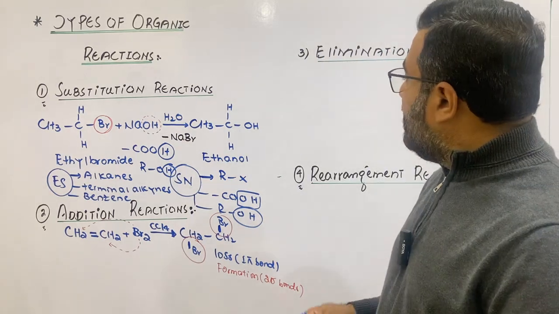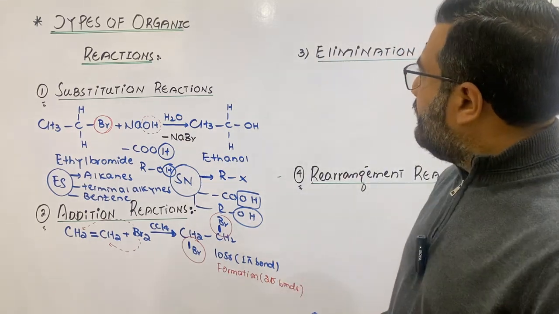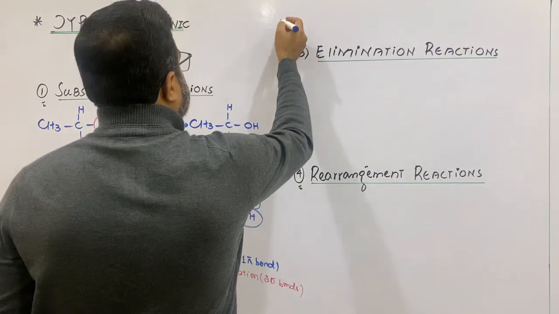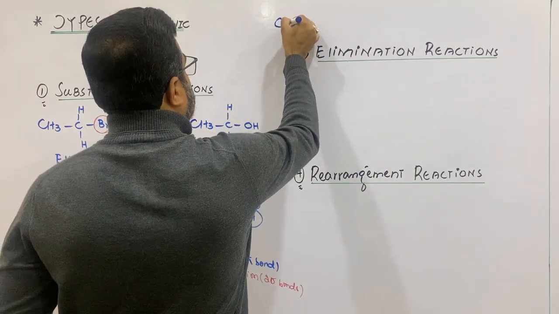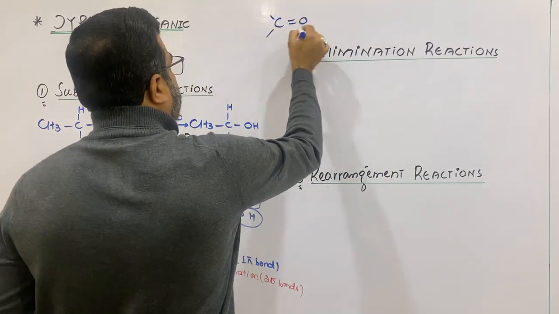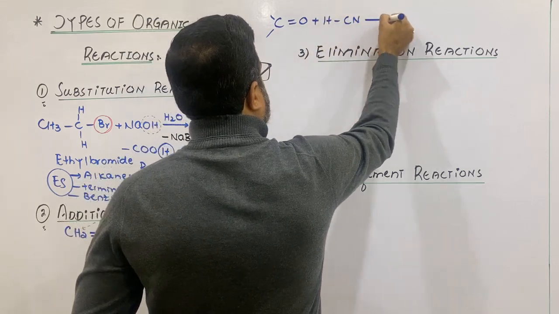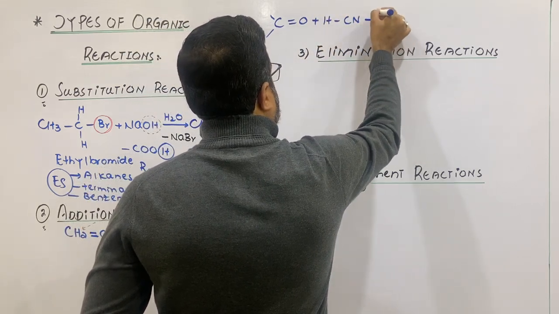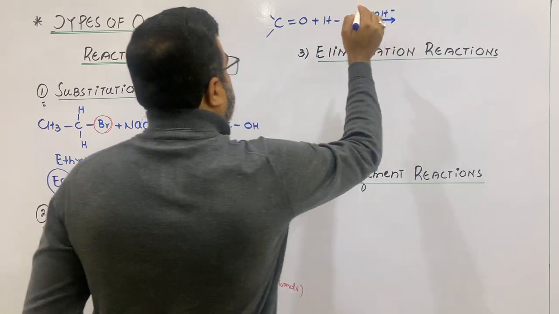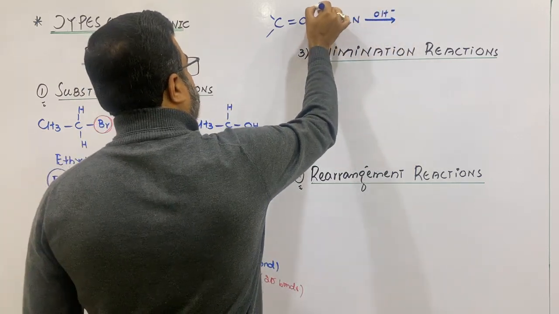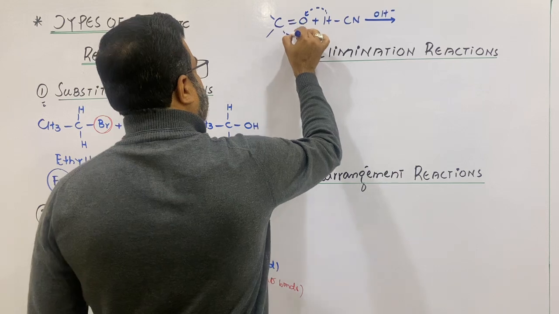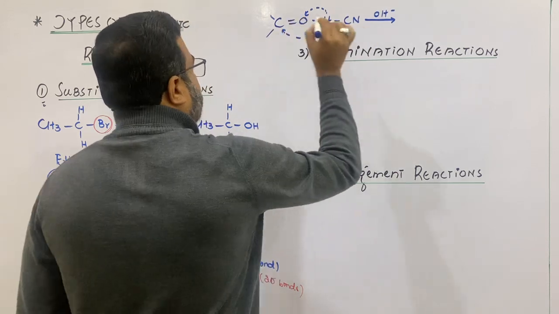Next one are the elimination reactions. But before discussing elimination reactions, let us see another example of the addition reaction of aldehyde and ketone, in which HCN is being added in the presence of a base. Again, the hydrogen will move to oxygen and CN will move to carbon.